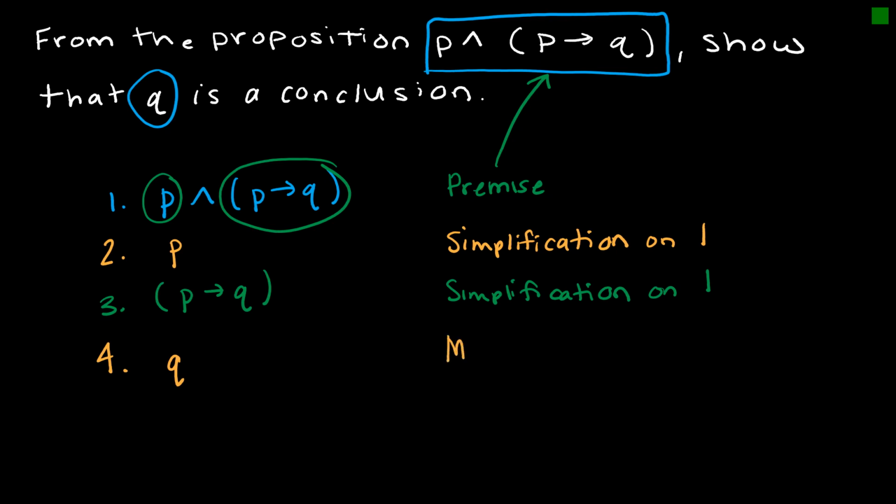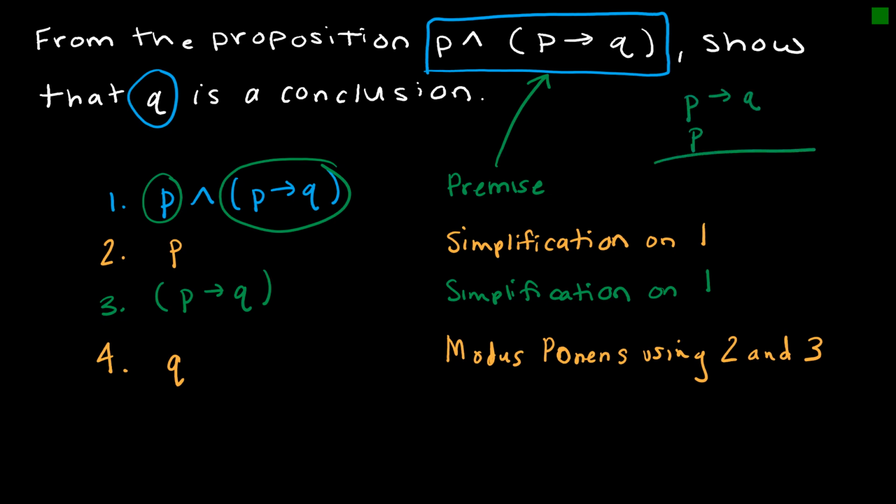Because of modus ponens using 2 and 3. So remember what modus ponens said? Modus ponens said if we have if P then Q, and P is true, therefore Q is true, and that's exactly what I have right here. So this would be the valid argument that I would come up with to show that the proposition has a conclusion of Q.